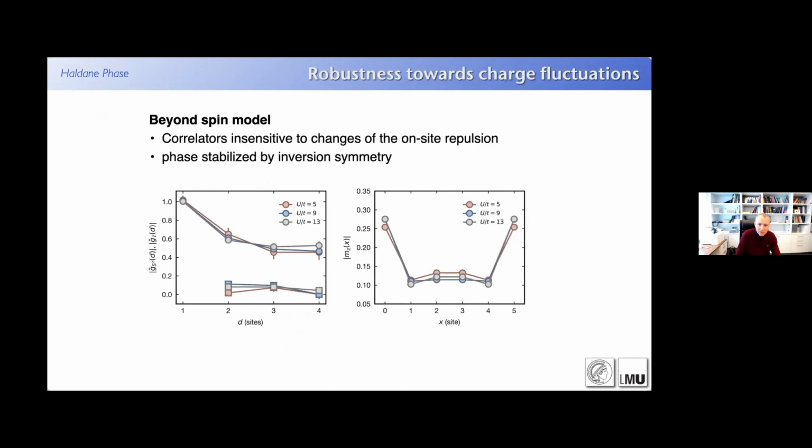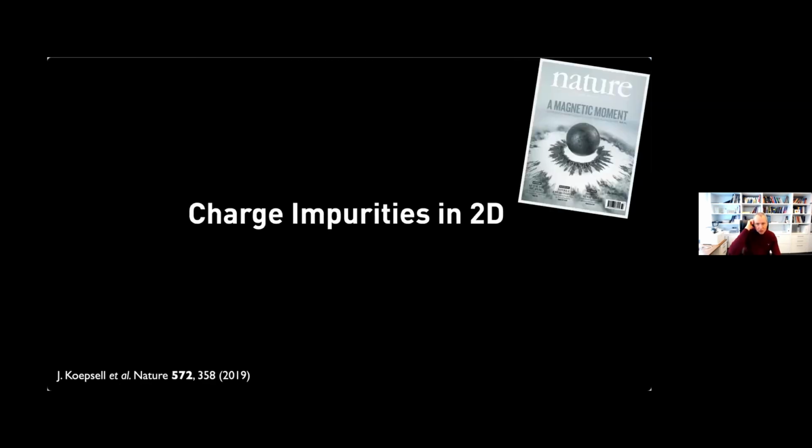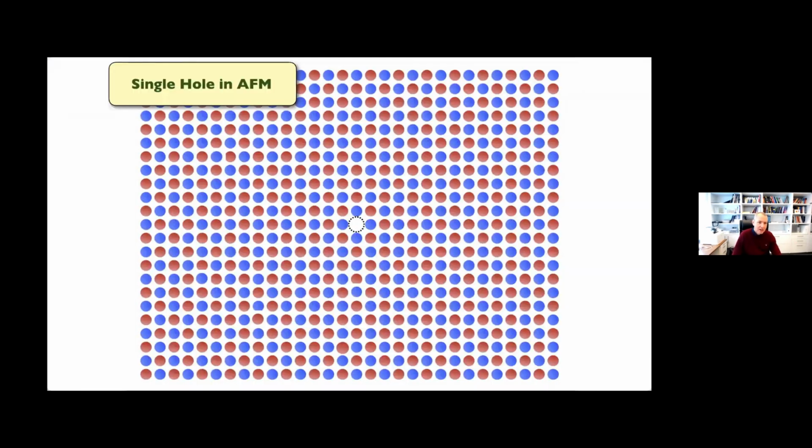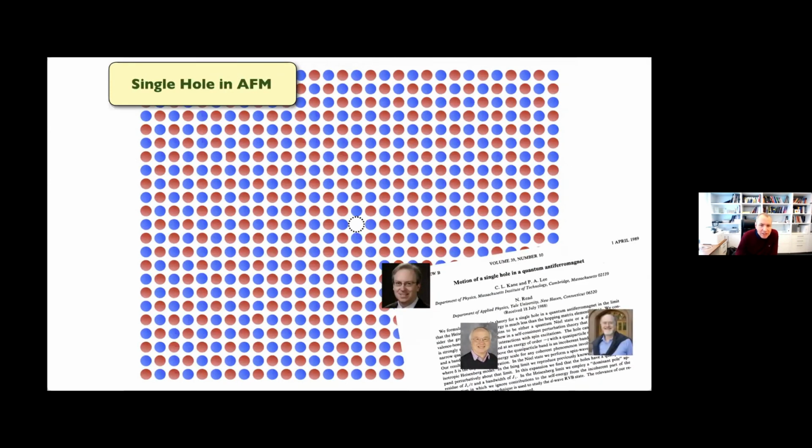I just want to briefly, at the end, show you how life is. We talked a lot about 1D. I want to show you how life in 2D is very different, and at least give you a flavor of why it's different in 2D. So again, the question we're asking is the same question. We want to understand how a single hole behaves now in a two-dimensional antiferromagnet. And this is actually a very tricky question, very difficult.